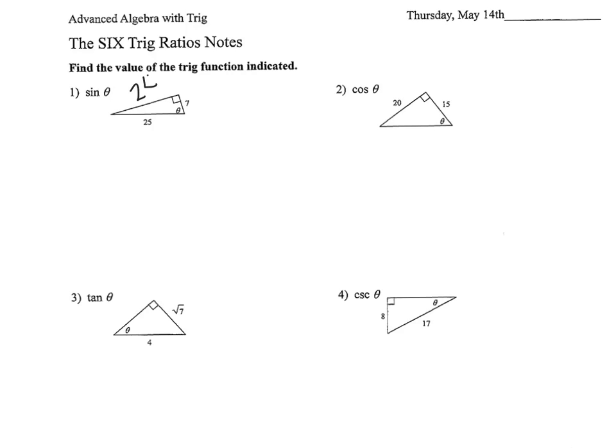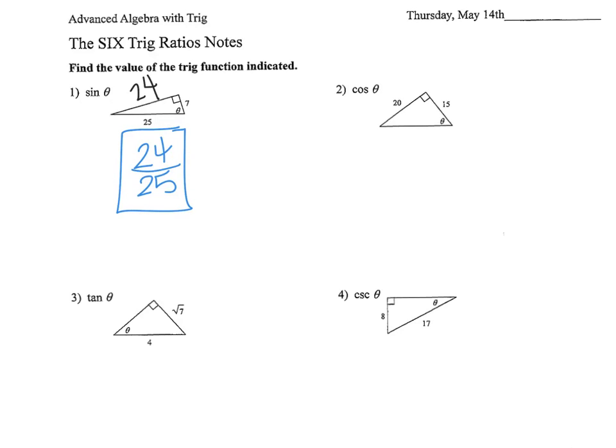Now that you have the opposite to theta, remember theta is this Greek letter and it means the measure of that angle. 24 is opposite, 25 is hypotenuse, so the sine is 24 over 25. Does that fraction simplify? No. Does it have a radical in the denominator? No. So that's our final answer.